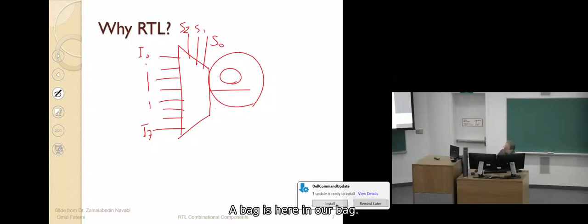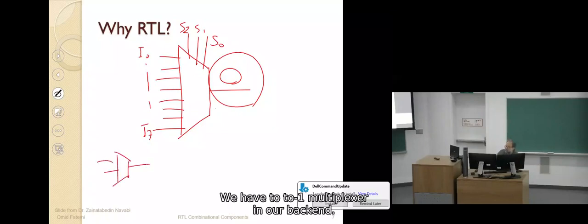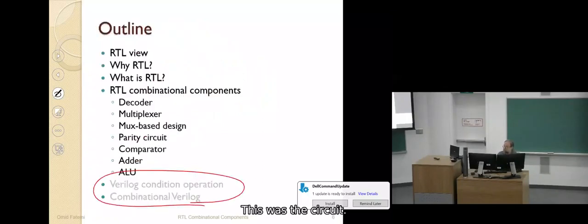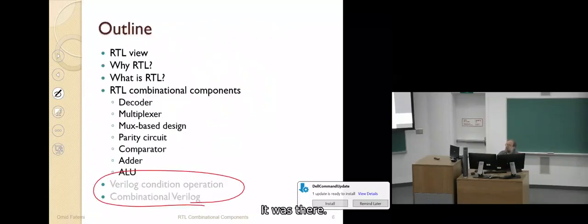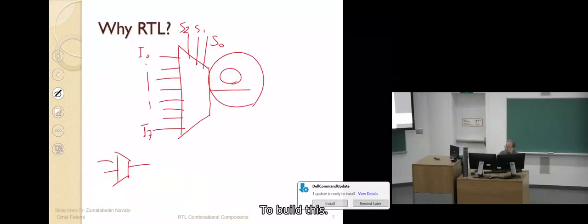In our bag, we have a 2-to-1 multiplexer. We have already designed it with the things that we learned in topic 4. We designed it, it was very easy. This was the circuit. It was just 2 AND gates and 1 OR gate. And in our bag, we have a multiplexer of 2-to-1. Why don't I use this to build this one?